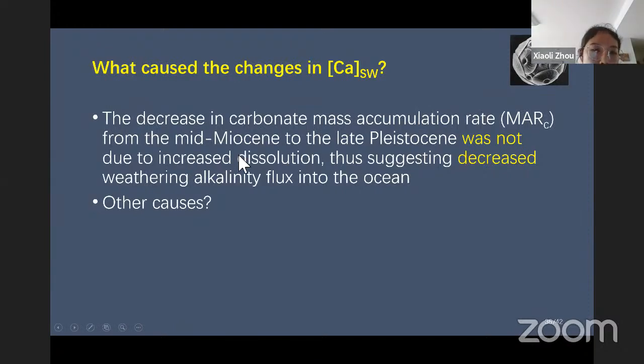And so to summarize, the decrease in MAR from the mid-Miocene toward present is not due to dissolution, and it is also not due to increased weathering based on the Raymo hypothesis. Rather, it suggests a decreasing weathering input of alkalinity to the ocean. So other than weathering, what other variables may have contributed to the changes in calcium?